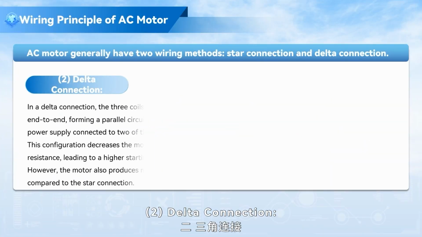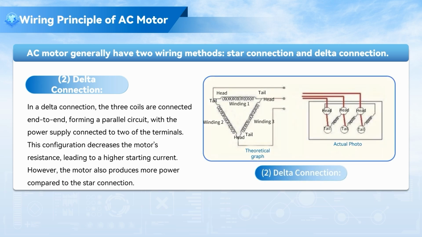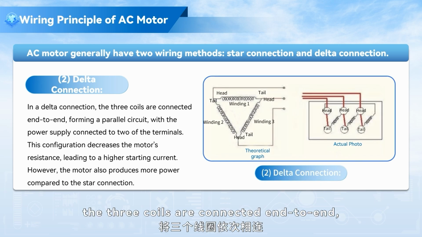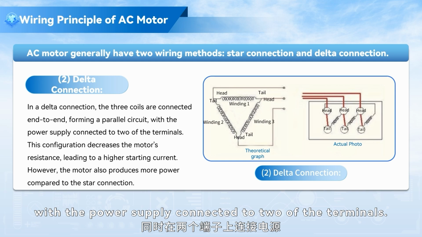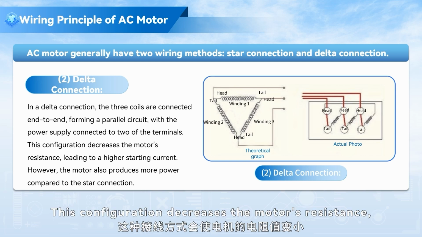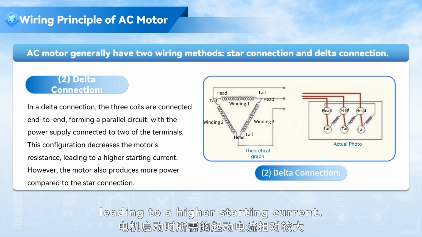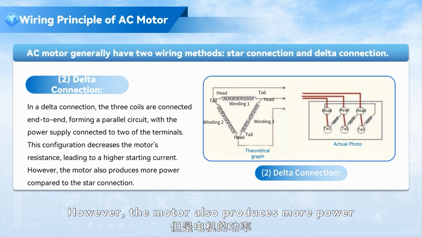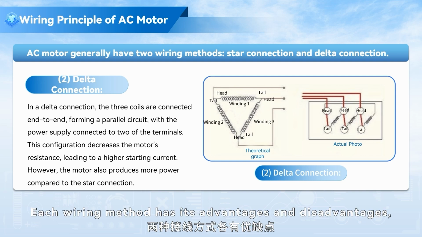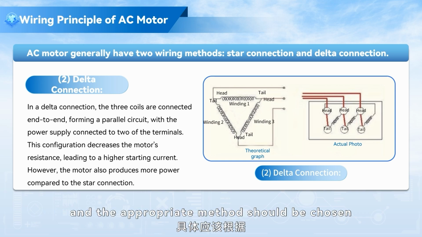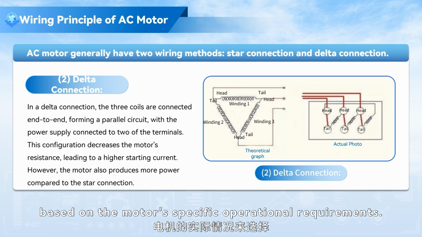2. Delta connection. In a delta connection, the 3 coils are connected end to end, forming a parallel circuit, with the power supply connected to two of the terminals. This configuration decreases the motor's resistance, leading to a higher starting current. However, the motor also produces more power compared to the star connection. Each wiring method has its advantages and disadvantages, and the appropriate method should be chosen based on the motor's specific operational requirements.